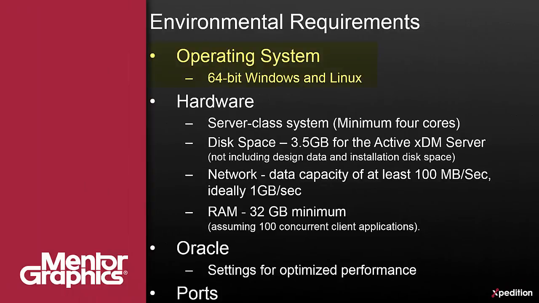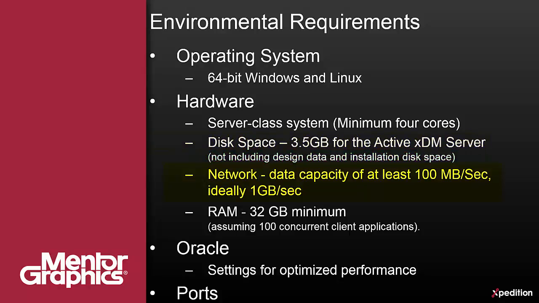You can deploy the XDM server on Windows or Linux, and those must be 64-bit OS. Ideally, you should select a server class system to host the XDM server with 4 cores at minimum. Besides the installation disk space and the projected design data, you should have roughly 3.5 GB available for the active XDM server to be deployed within your host machine.